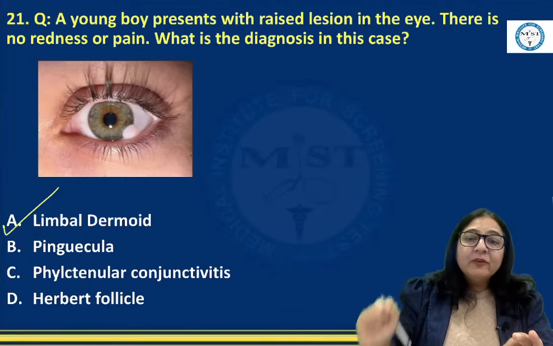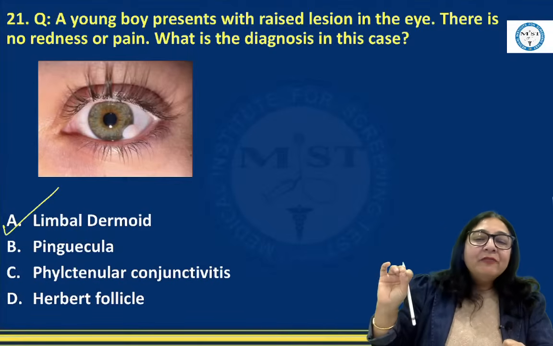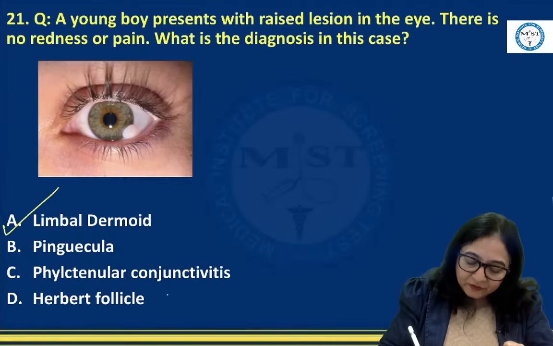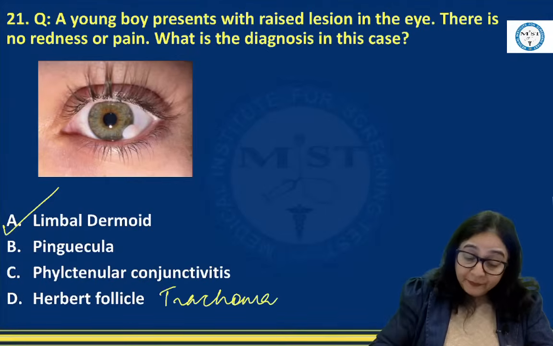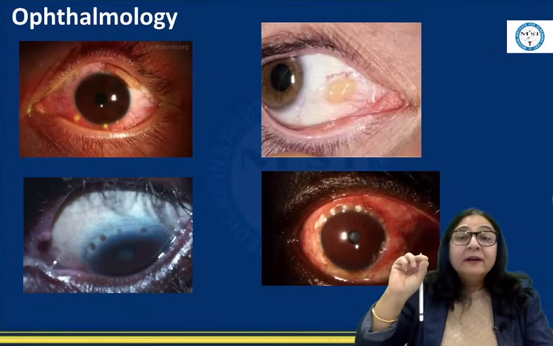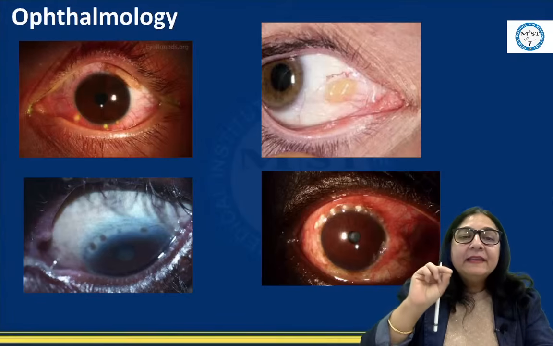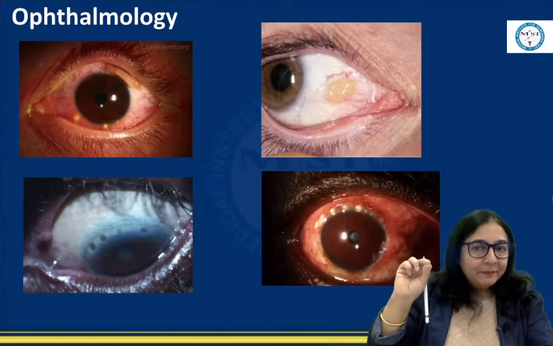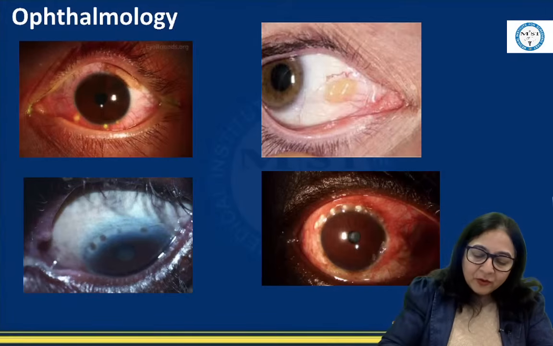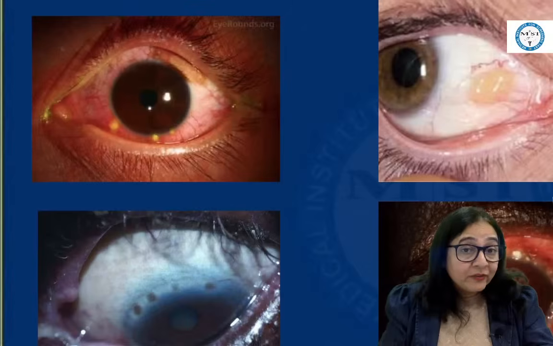So you see, I'm just going to show you the images for your quick recap as well. Herbert follicles we see in the cases of trachoma in the follicular stage. Okay, so just to have a differential diagnosis of the raised lesions which you see on the limbus or on the bulbar conjunctiva. So have a look here, because the question can be asked as an image-based question or clinical case question like this.